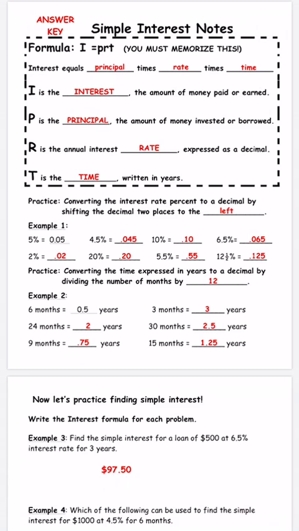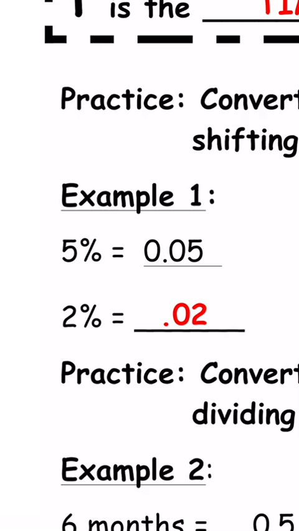if we wanted to go actually just by hand, and we wanted to make this 5% into a decimal, there's an imaginary decimal behind the 5. We have to move over 2 places.